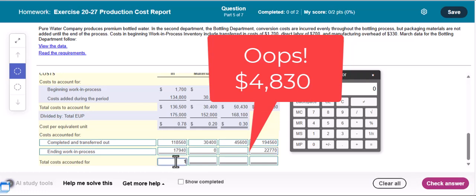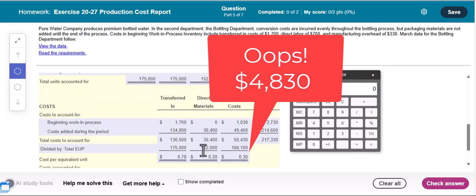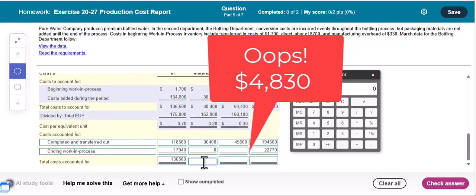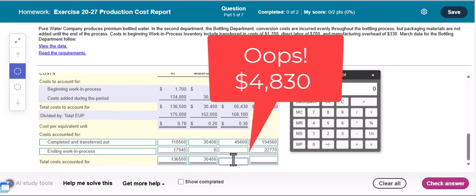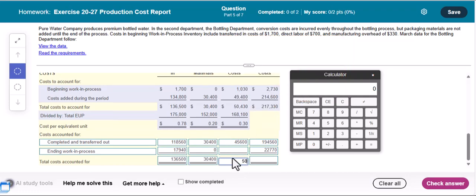136,500 here for the transferred in. Then direct materials is next, and that is 30,400. And then conversion costs, and that is going to give us a total of 50,430. It looks like we're missing a number here. That was the 4,830 that we calculated before. Looks like it zeroed out there. And then for the total cost accounted for, we just add these up, and that is going to give us 217,330.